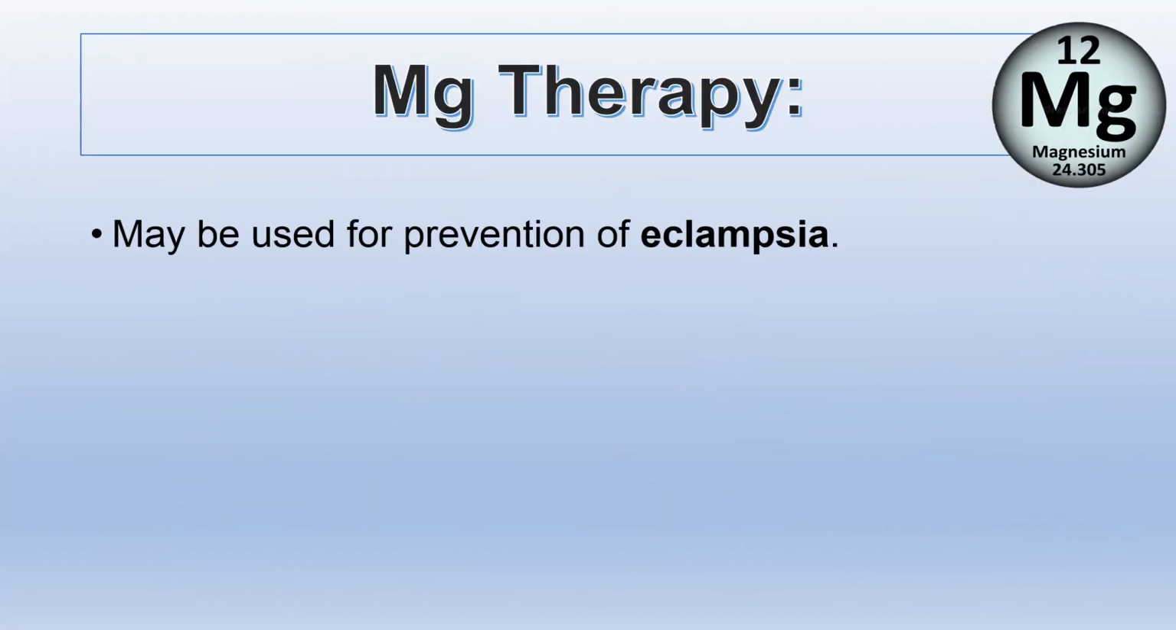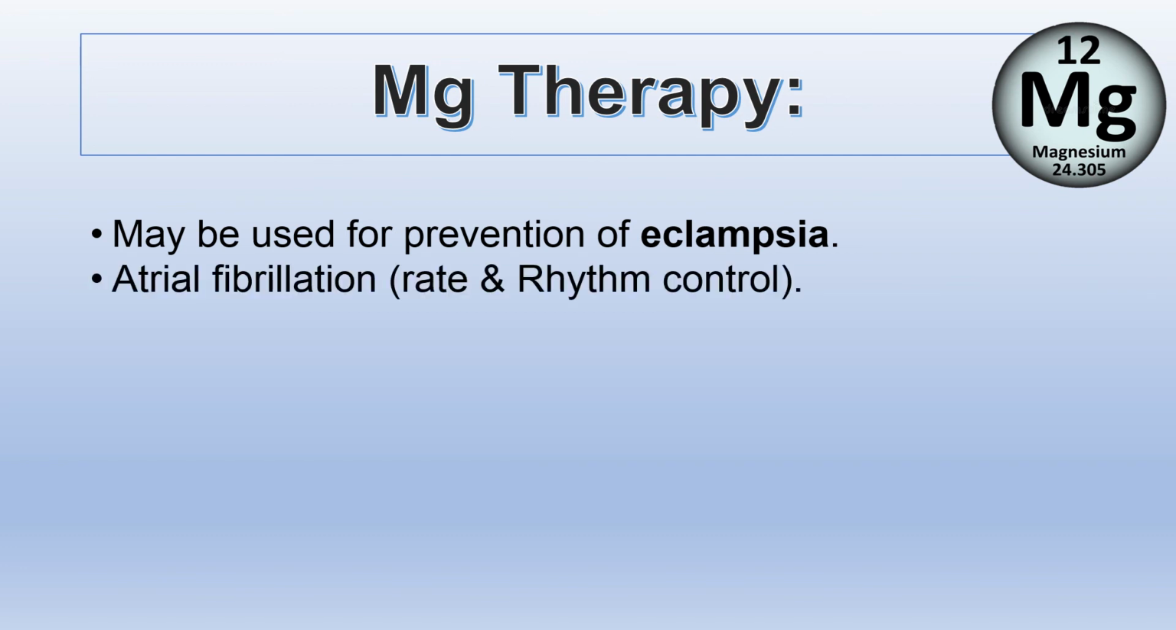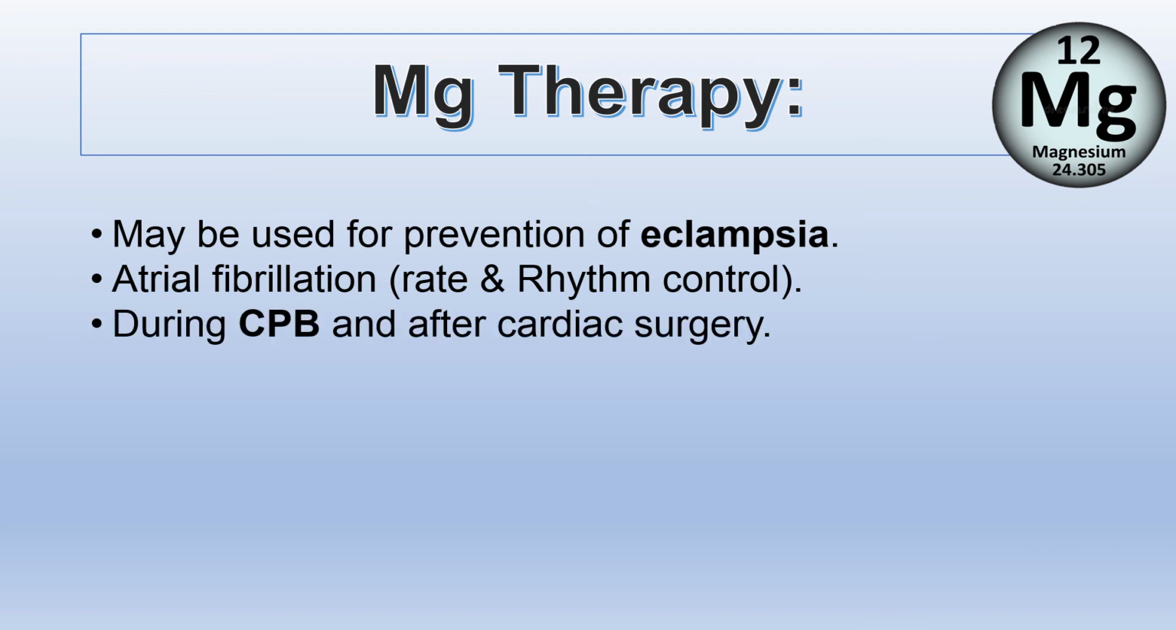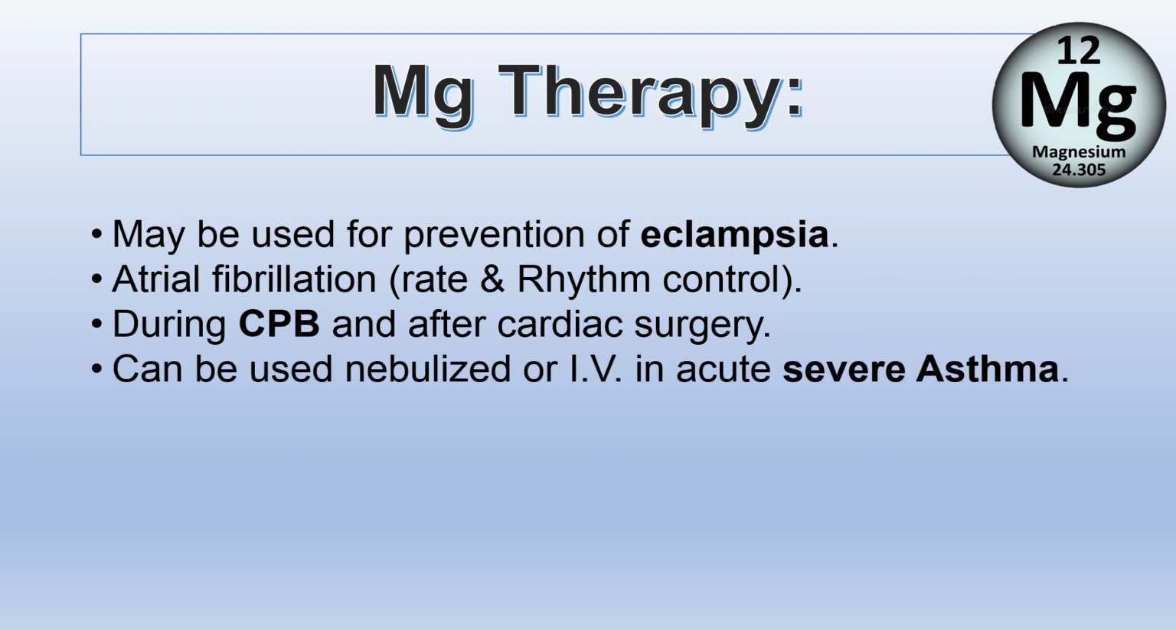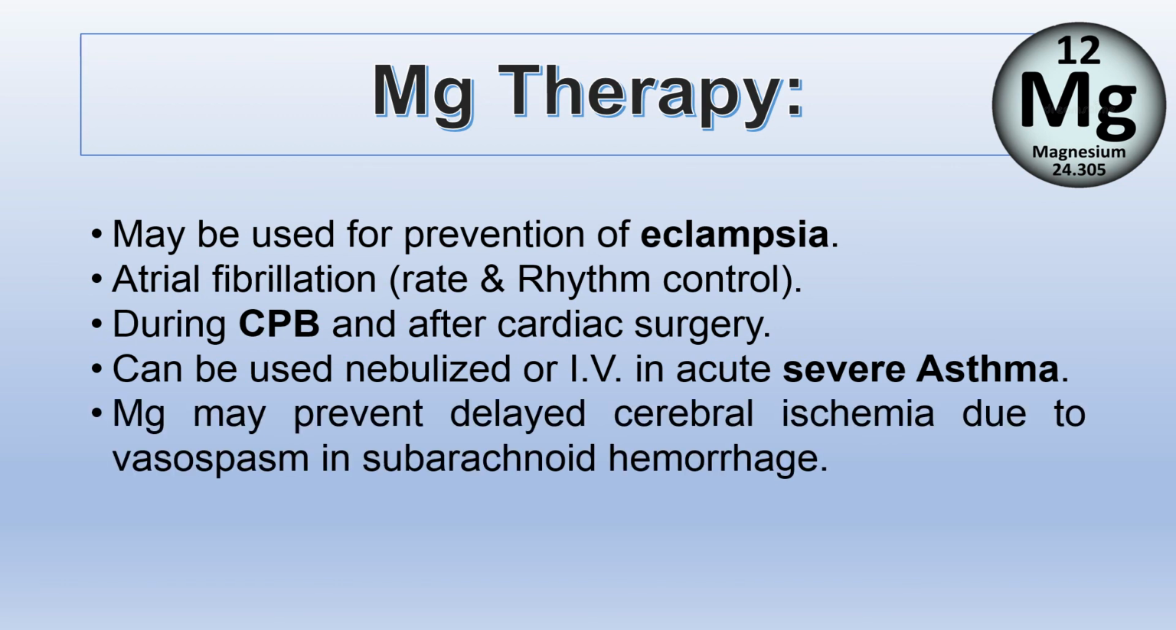Magnesium therapy may be used for prevention of eclampsia, in the treatment of atrial fibrillation in controlling the rate and rhythm, during cardiopulmonary bypass and after cardiac surgery, and can be used nebulized or intravenous in acute severe asthma. Magnesium may prevent delayed cerebral ischemia due to vasospasm in subarachnoid hemorrhage.